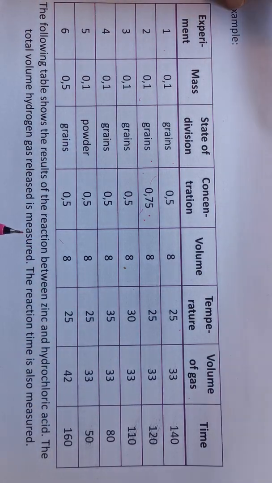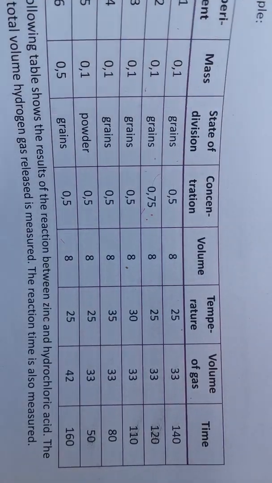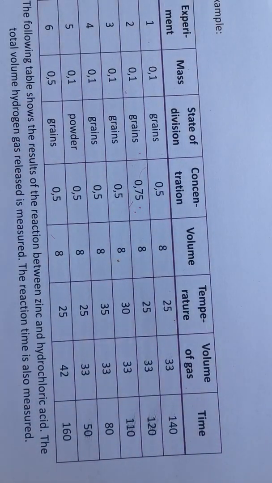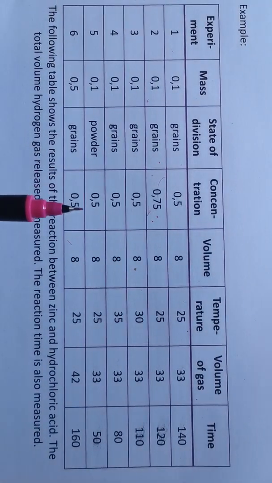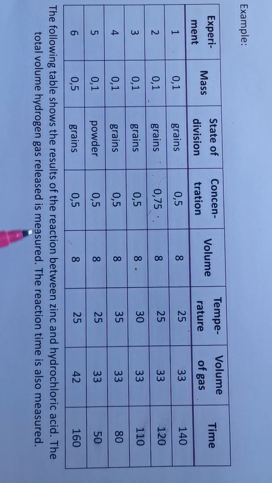I'm now going to look at the actual questions that relate to this kind of table. So the first thing we need to realize is right at the bottom they tell us that the following table shows the results of the reaction between zinc and hydrochloric acid. The total volume of hydrogen gas released is measured. The reaction time is also measured.